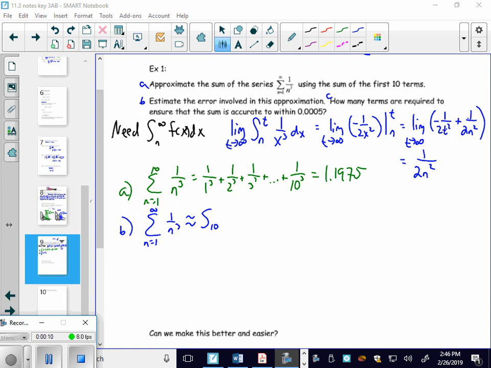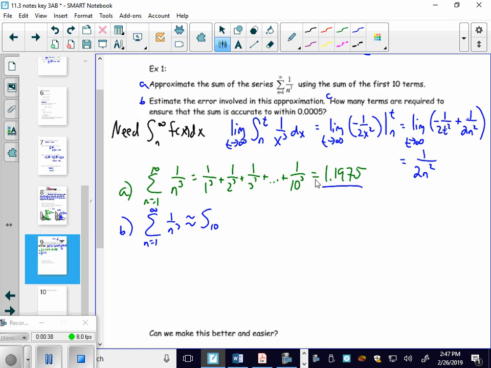So we were on part B, where we said that the sum of 1 over n cubed is basically the same thing as the partial sum for the first 10 terms, but there's going to be an error. So we're trying to determine in part B what the error in this approximation is going to be. We've already established that the sum of the first 10 terms is that value right there, 1.1975.